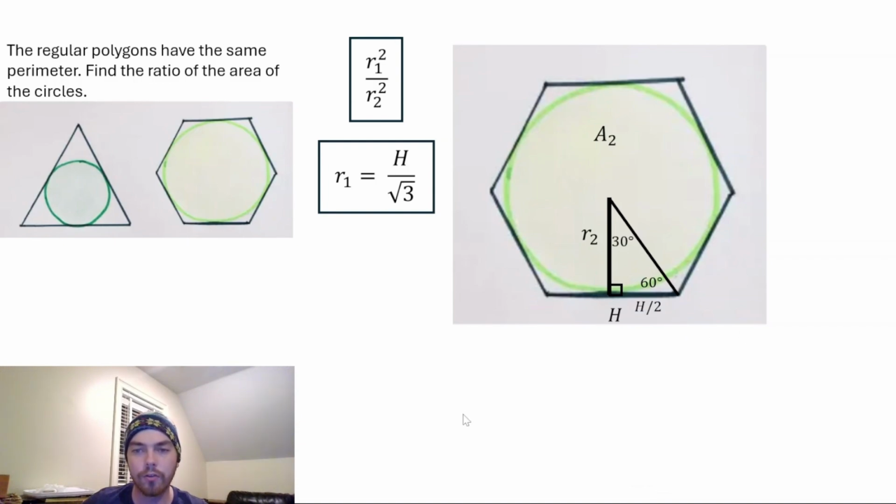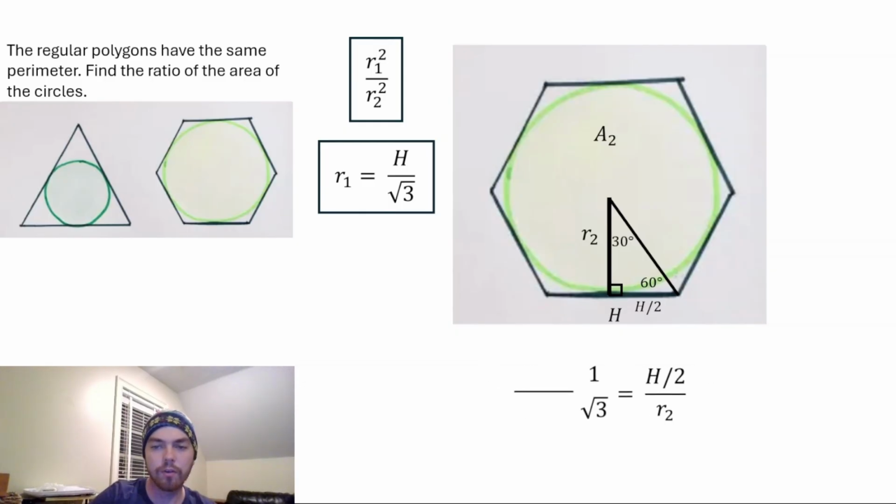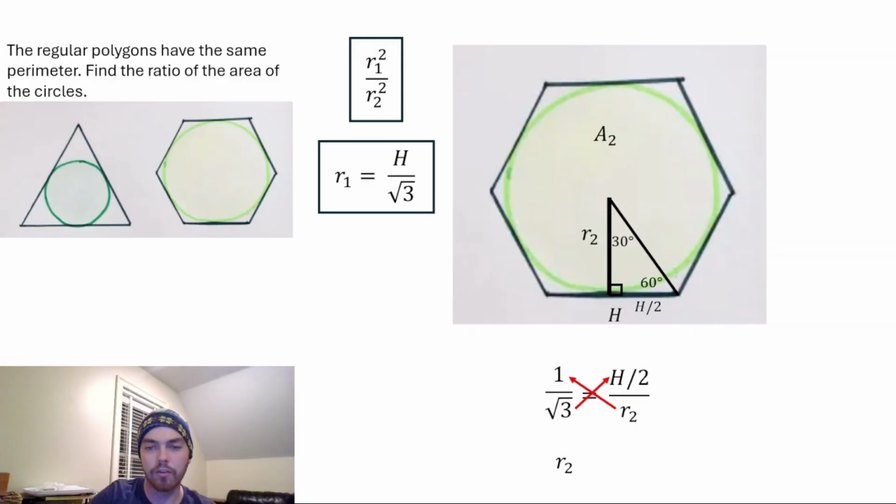We can now find r2 using the same method as last time. The ratio of the short leg to the long leg is 1 over the square root of 3, which is going to be h over 2 all over r2. Let's move these over here and solve for r2. We can solve for r2 by cross multiplying. r2 times 1 is just r2, and the square root of 3 times h over 2 is the square root of 3 times h all over 2. So r2 is the square root of 3 times h over 2. Let's put that in a box and move it up here for later.